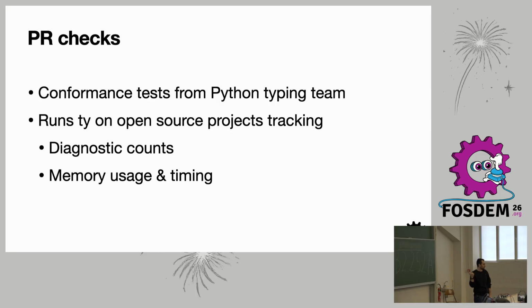And whenever you submit PRs to TY, a huge test suite runs. Well, we have those MD tests, the same Markdown tests I just showed you. Then there's conformance tests in Python. That's the thing that the Python Typing Council works on, and they have sets of rules of what a type checker should show for different annotations. And then it also runs on a lot of open source projects to know, what is the impact of your change on these projects? How many more diagnostics are you showing? What are your memory and timing metrics changing?